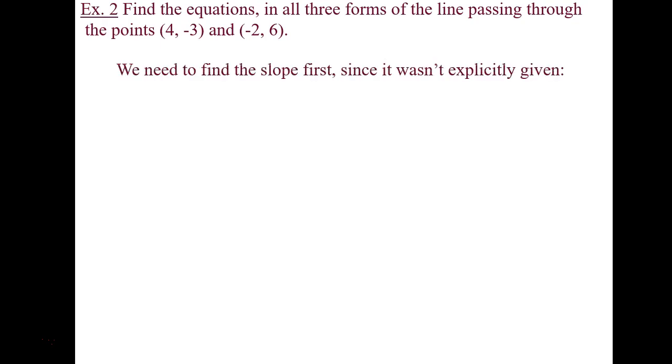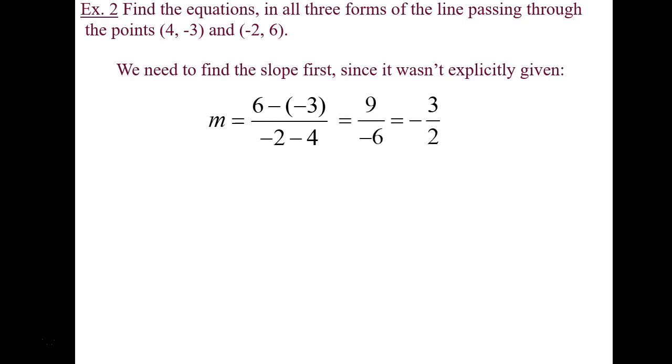Since they gave us 2 points, I'm going to use the formula that we had at the very beginning of the PowerPoint, the y2 minus y1 over x2 minus x1. It does not matter which one you assign y2 and y1, it makes no difference. I use 6 as y2. That means negative 3 would be y1. So y2 minus y1 in the numerator. The denominator then, you have to be consistent, so that means x2 has to be the negative 2, and 4 would have to be x1, so we have negative 2 minus 4 in the denominator. Make sure you put y's on top, not the x's, and make sure you're consistent about lining those up. So if we simplify that, we get a slope of negative 3/2.